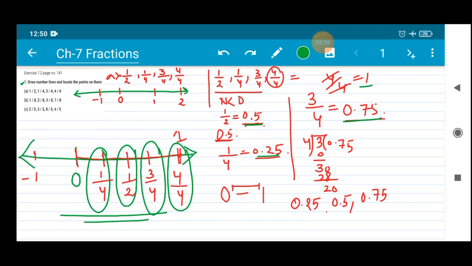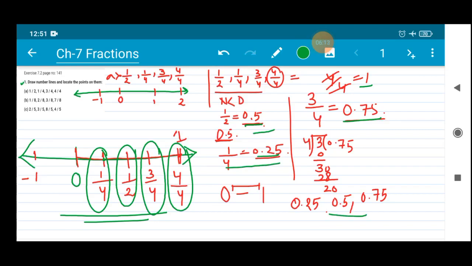So you understood that the fractions given here, 1 by 2, 1 by 4, 3 by 4, all exist in between 0 to 1. So you have to represent this 1 by 4, 1 by 2, 3 by 4 in between 0 to 1 only. But 4 by 4 is 1, so this was a simple thing. You don't have to use such logic for this, but whenever you have to locate a proper fraction on the number line, you can do it in this manner and solve it.